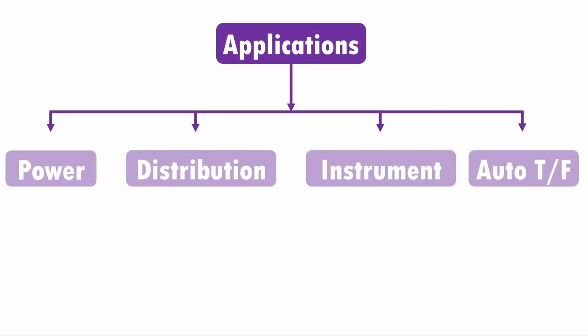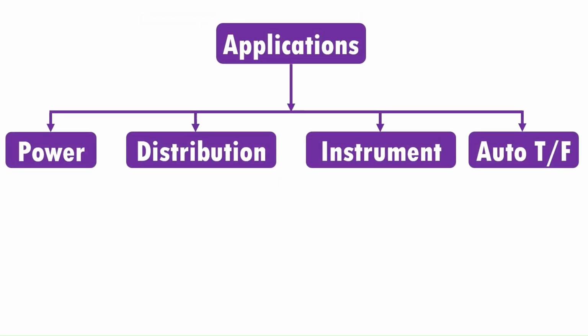Based on the applications, the transformers can be classified as power transformer, distribution transformer, instrument transformer, or autotransformer. A power transformer converts low voltage high current electricity to high voltage low current electricity. They are usually employed at generating stations and transmission stations.